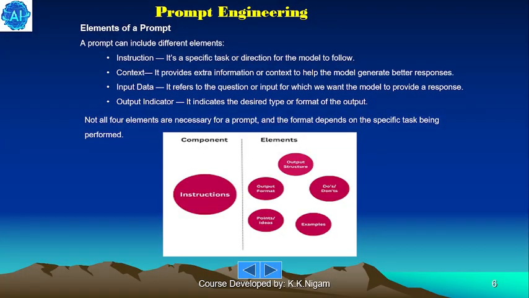Elements of a prompt. A prompt can include different elements like instructions, a specific task or direction for the model to follow. Context, which provides extra information to help the model generate better responses. Input data, which refers to the question or input for which we want the model to provide an answer. Output indicator, which indicates the desired type or format of the output. Not all four elements are necessary for a prompt, as the format depends on the specific task being performed.